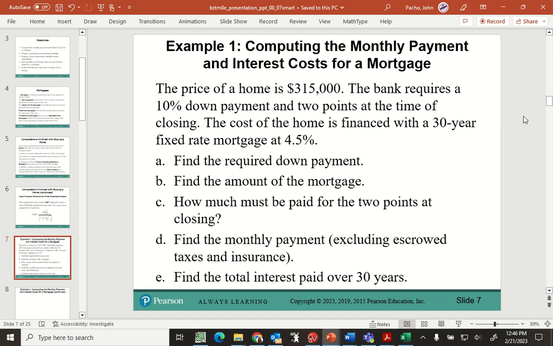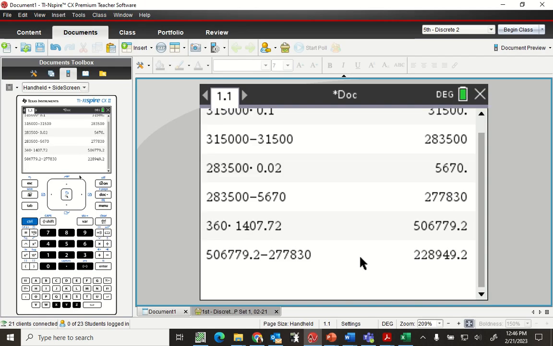First thing we're going to do is find the required down payment. 31,500. Yes, it is, but how did we get there? Because it says the bank requires a 10% down payment. So I'm going to pull up the calculator on this.